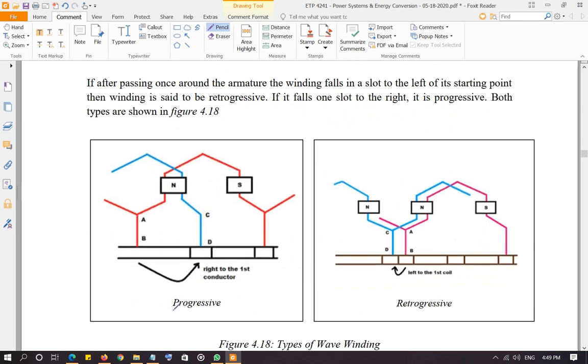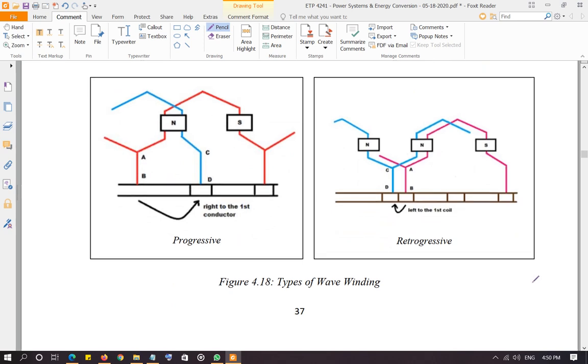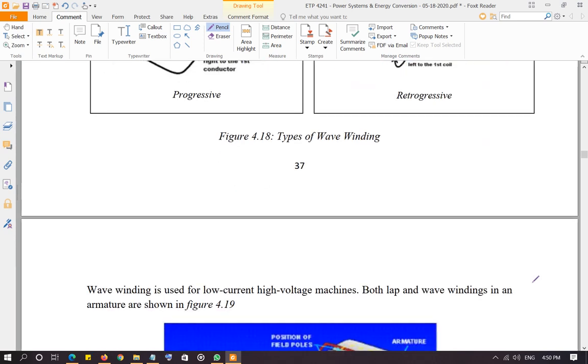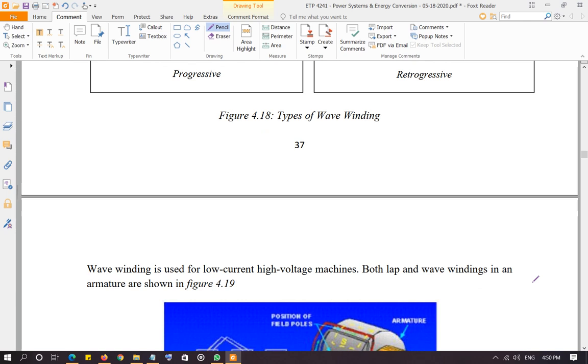And again, there are 2 types of wave winding, progressive and retrogressive, and you can look at the differences and read about them. In our study, we are not really using wave winding. Again, we are using lap winding for most of our problems, and we're going to be using the formula E naught equals Z N phi over 60 to calculate the induced voltage based on the calculation of conductors, speed of rotation of the armature, and flux per pole.